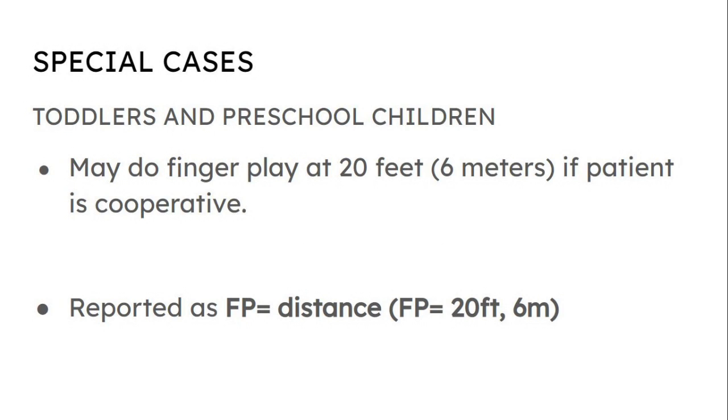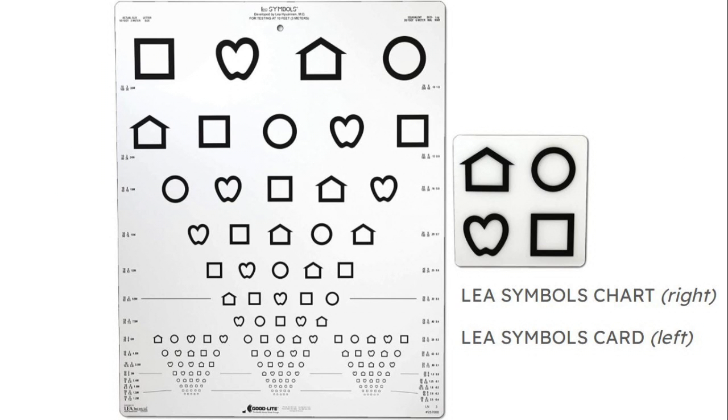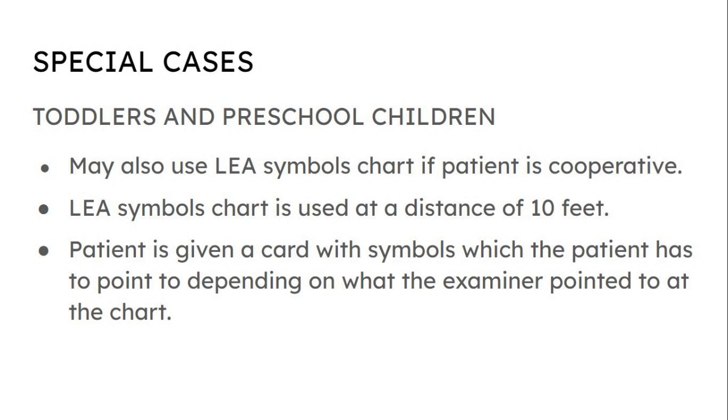In toddlers and preschool children, may do finger play at 20 feet if the patient is cooperative. Reported as FP equals to the distance taken. You may also use the Lea symbols chart if the patient is cooperative. It is used at a distance of 10 feet. Patient is given a card with symbols, which the patient has to point to depending on what the examiner pointed to at the chart.